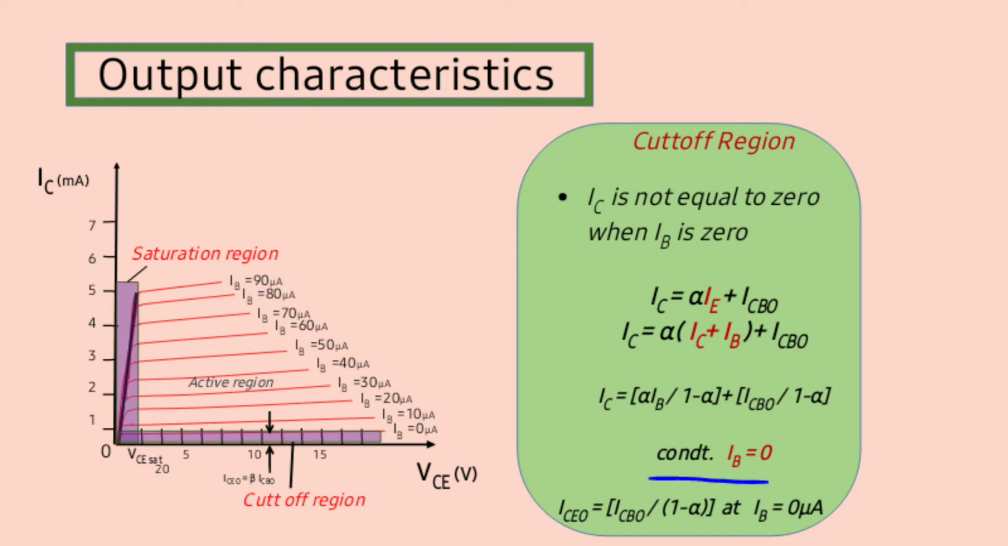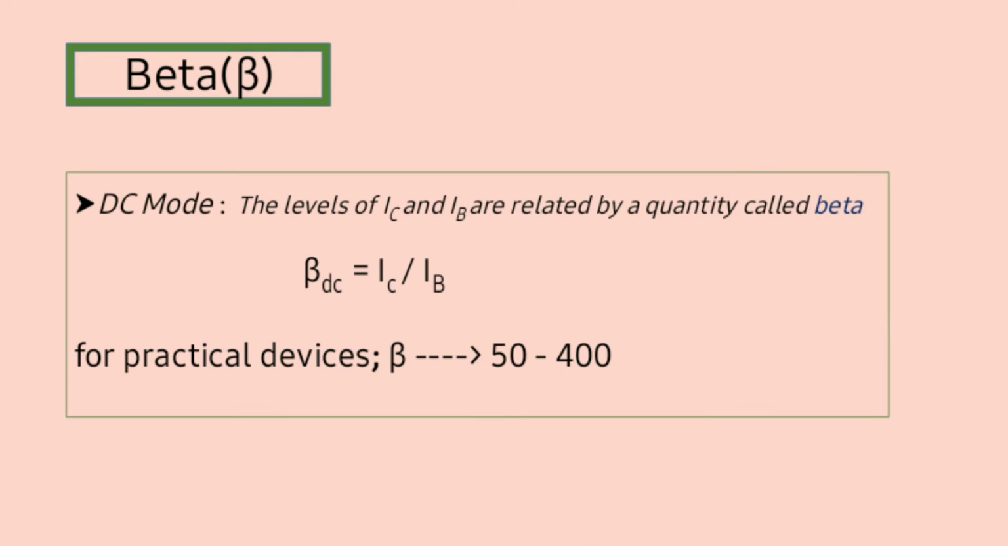And at the condition when IB equals 0 microamps, we get the equation IC equals alpha IB divided by 1 minus alpha plus ICBO divided by 1 minus alpha, and this is given by ICEO equals ICBO divided by 1 minus alpha. As I told, this is obtained at the condition when IB equals 0 microamps.